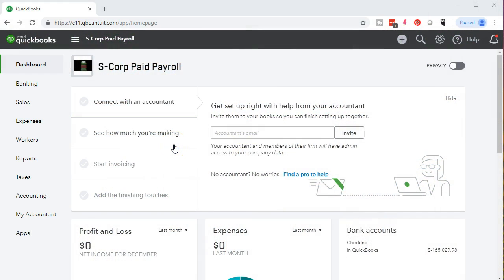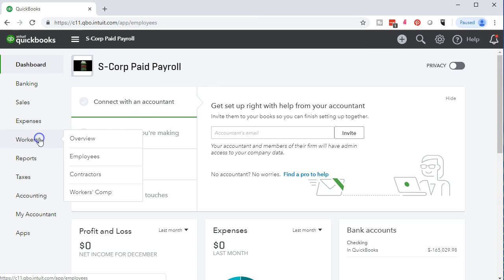Here we are in our practice payroll file. You can follow along with your own business file, or you can use the free file provided by QuickBooks for a sample file by searching through your browser for QuickBooks Online Test Drive. We're going to go down to the Workers tab.